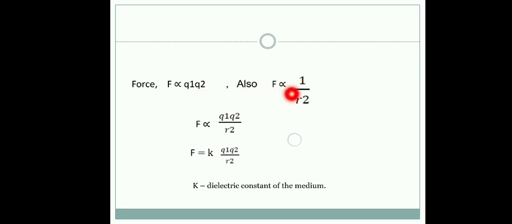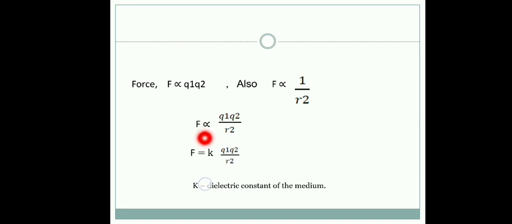Also, force is inversely proportional to the square of distance between them. R is the distance between the charges. Square of R means R square. So F is inversely proportional to R square. Combining these two expressions, we get force is proportional to Q1 Q2 by R square. From this expression, it's clear that force is directly proportional to the product of charges, and at the same time inversely proportional to the square of distance between them.